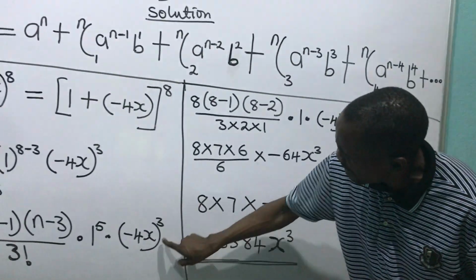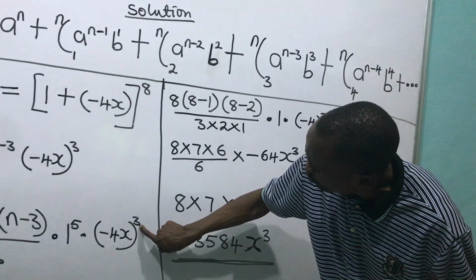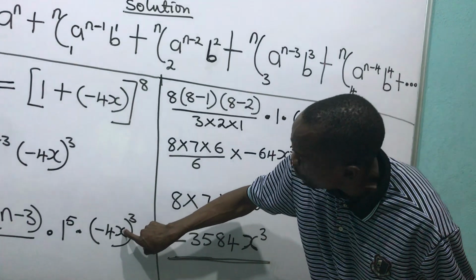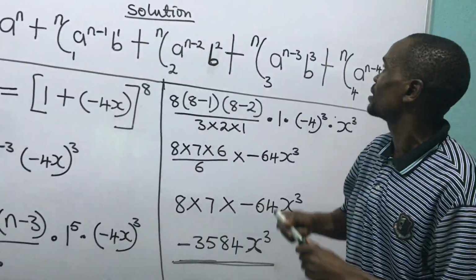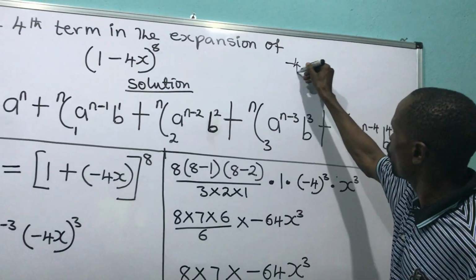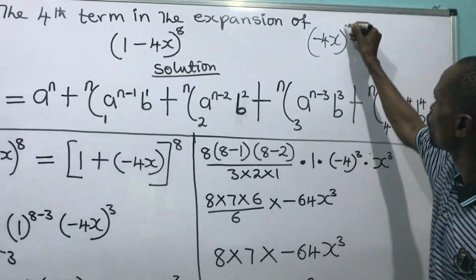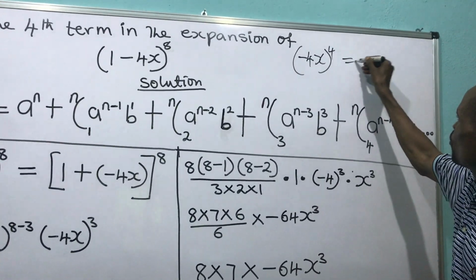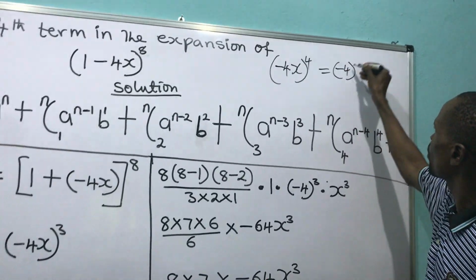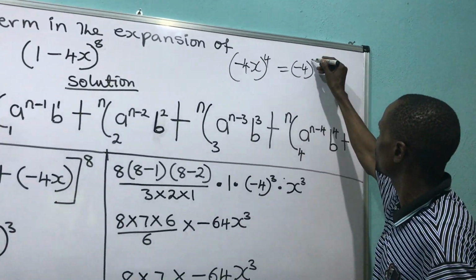Then what happened here? You remember what we said, that when we open this bracket, according to the indices, this will be raised to the power 3, and this will be raised to the power 3. Look at what I mean. Minus 4 into x, all raised to the power 3. Opening this will give me minus 4, all raised to the power 3, I mean to say.